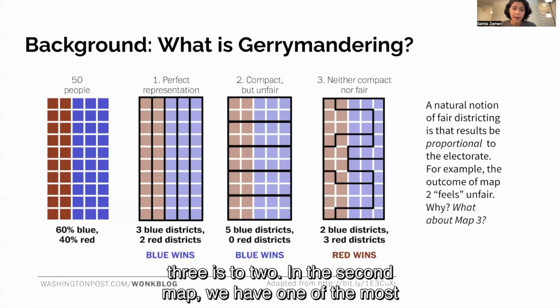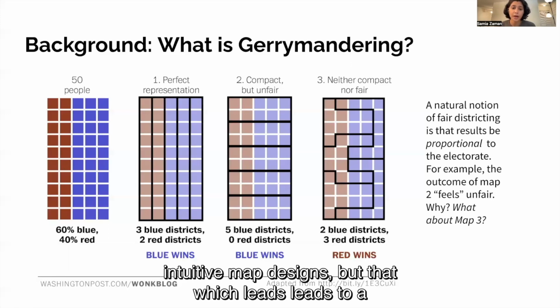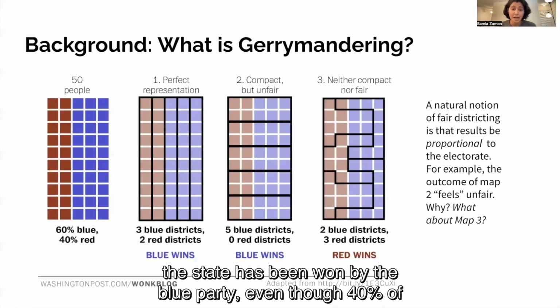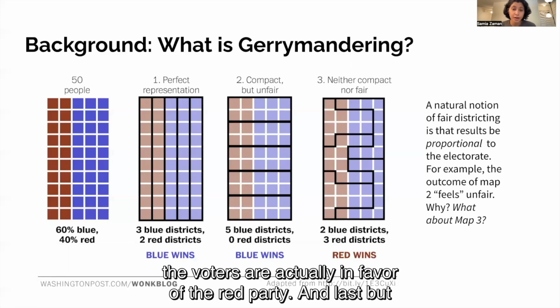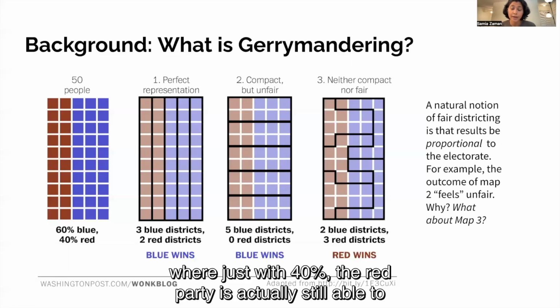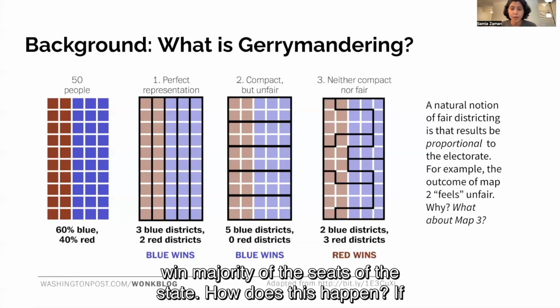In the second map, we have one of the most intuitive map designs, but that which leads to a surprising outcome: all 5 of the seats reserved for the state have been won by the blue party, even though 40% of the voters are actually in favor of the red party. And last but not least, in the third map, we see another surprising outcome, where just with 40%, the red party is actually still able to win the majority of the seats of the state.